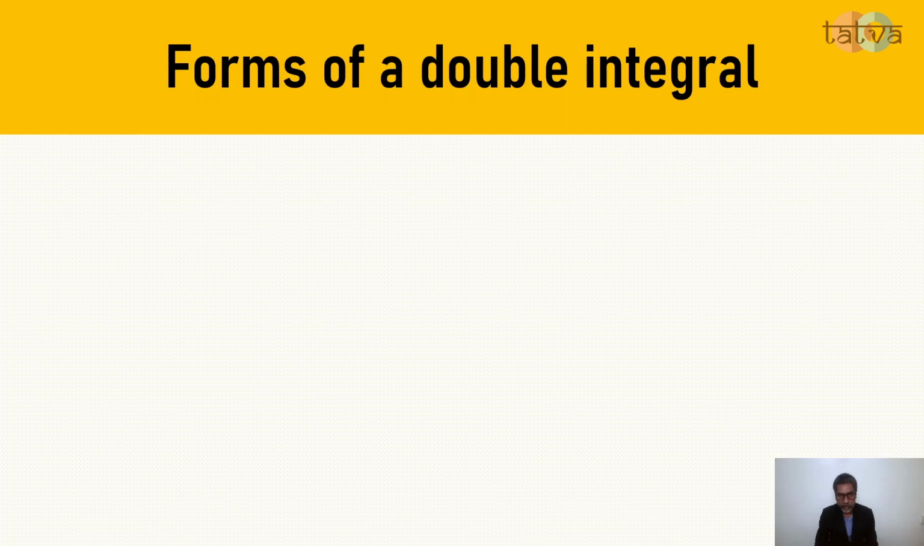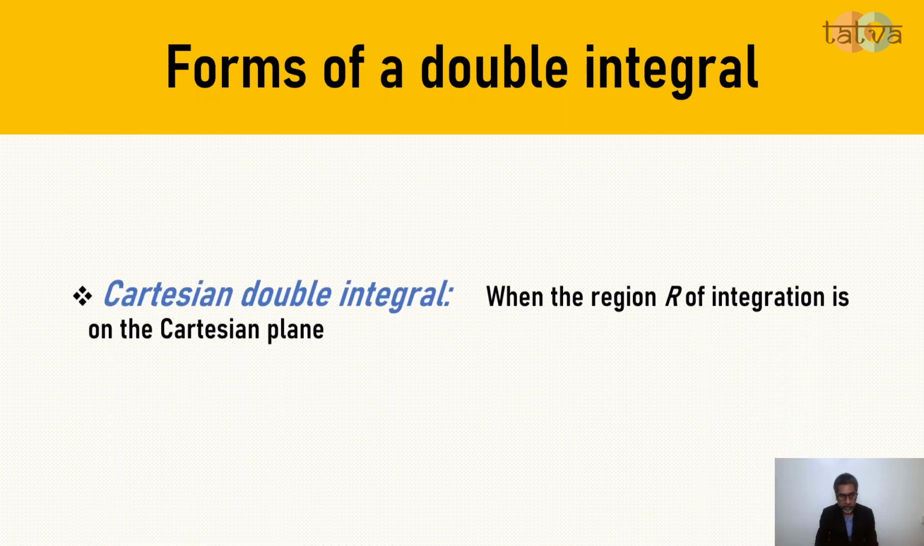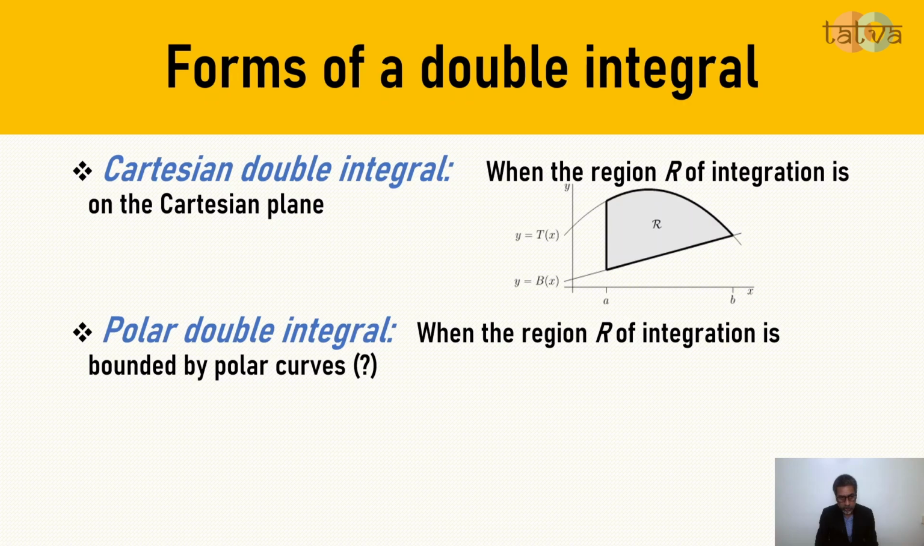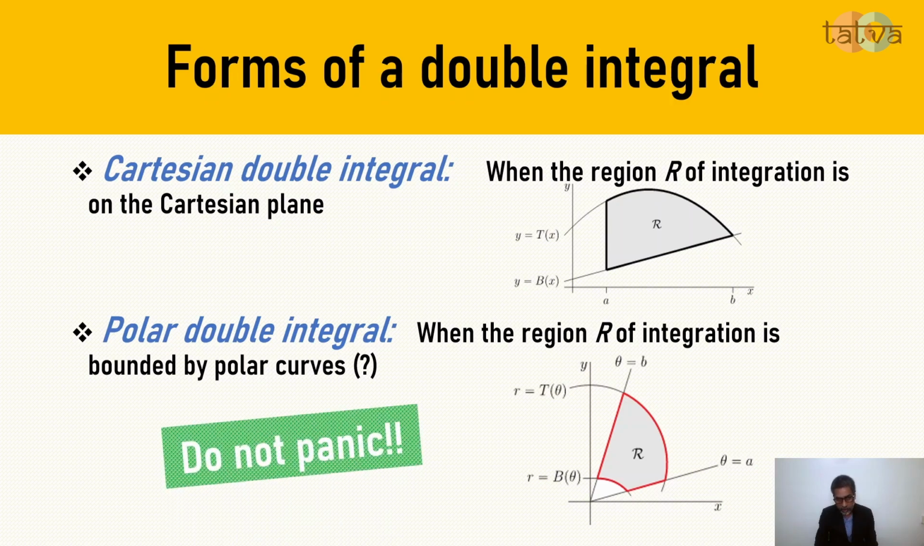What are the various forms of a double integral? There are many, but two of them stand out. One is called the Cartesian double integral, when the region R of integration is on the Cartesian plane. Now that is a region R that you can see on the Cartesian plane. Two, there is something called a polar double integral, where the region R is bounded by polar curves. So we must have a very good understanding of what polar curves are. So that you can see is a polar region, and you can compare it with the Cartesian region above that, and you find that the treatment is completely different. And just don't panic. Polar double integrals are generally considered difficult by students, but after you listen to this lecture series, you will have no worries.